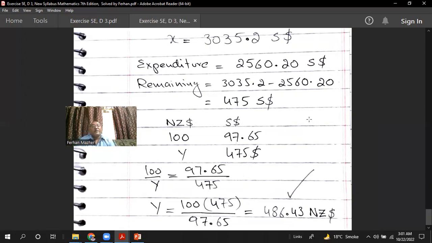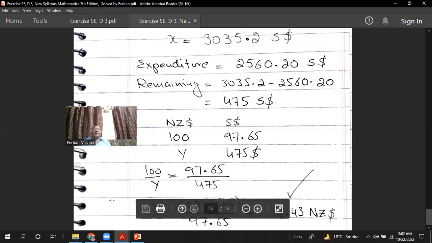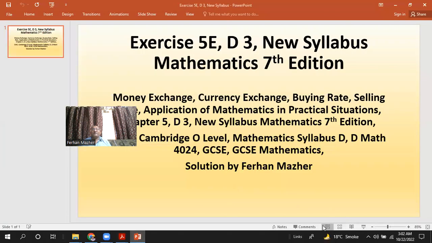So it will be 100 by y equals 97.65 divided by 475. Cross multiply and make the y alone. So y will be equal to 100 multiplied by 475 divided by 97.65. So that will be 486.43 New Zealand dollars. So they will get this much New Zealand dollars. So this was the exercise. So we are done with question number 6 also.